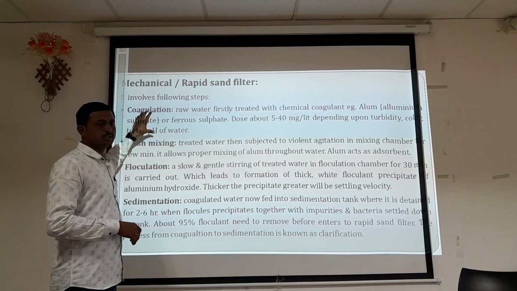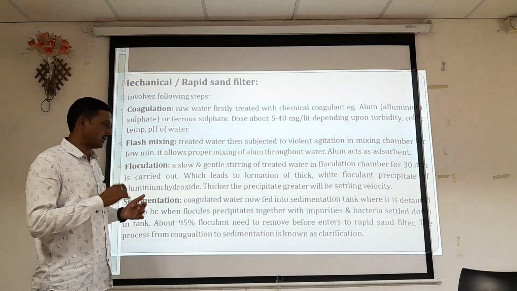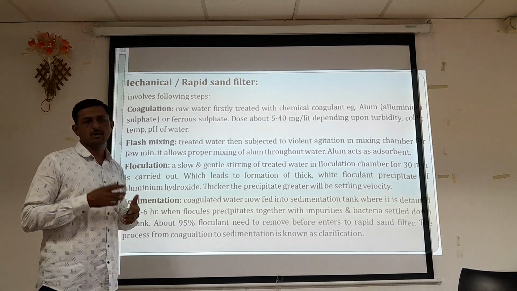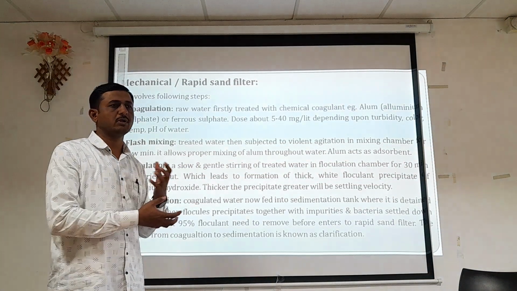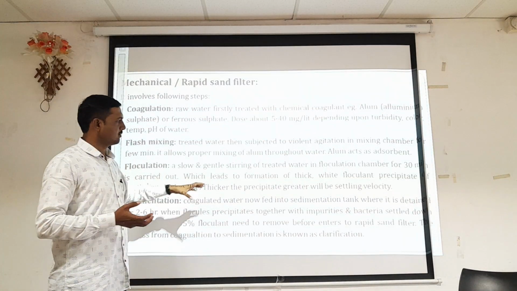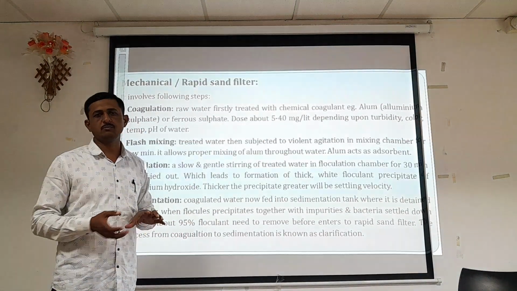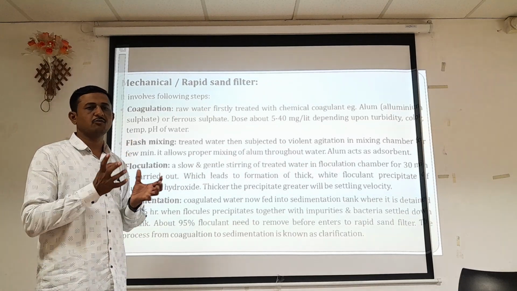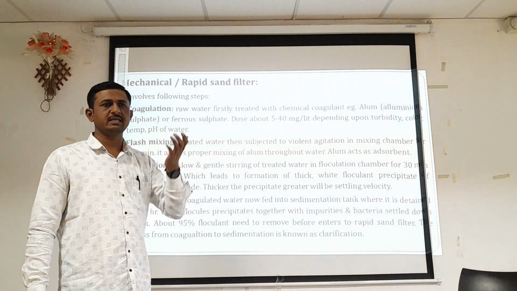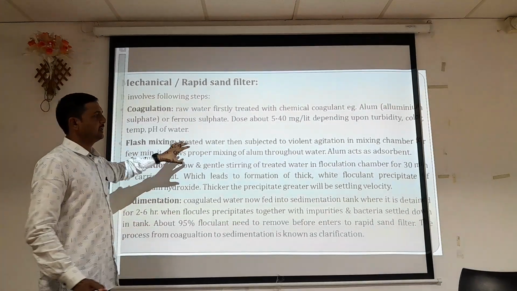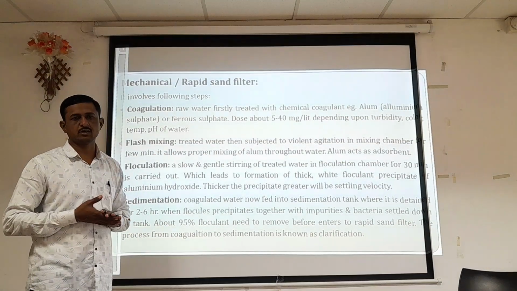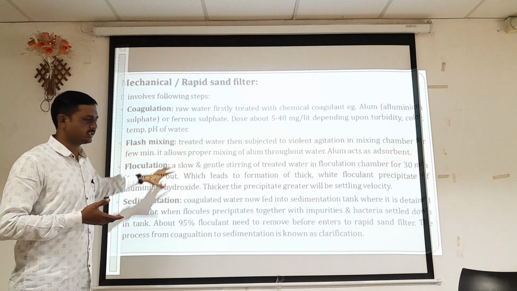After the coagulation, flash mixing is carried out. The next step is flocculation. Slow stirring of the water is carried out so that white flocs are formed in the water sample. As the flocs are large in size, they easily settle down at the bottom of the storage tank. So we minimize the contaminants present in the water by these different steps.